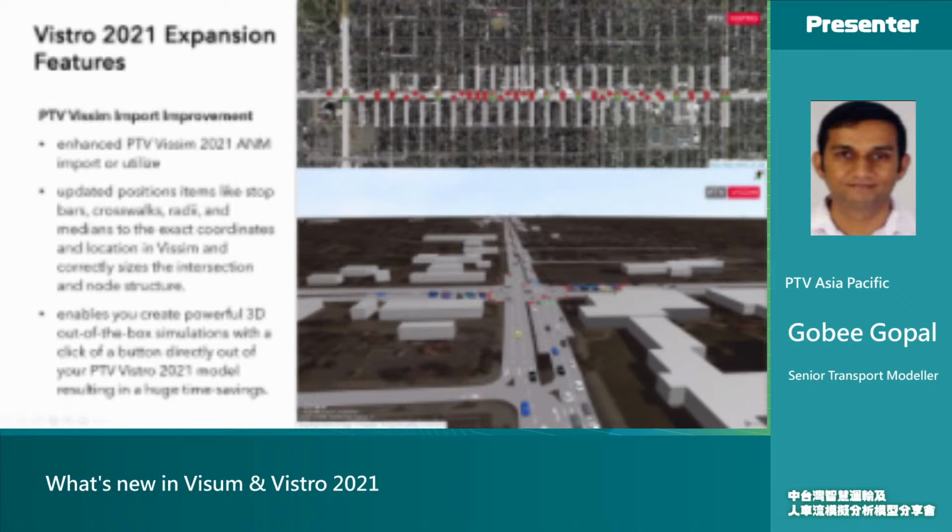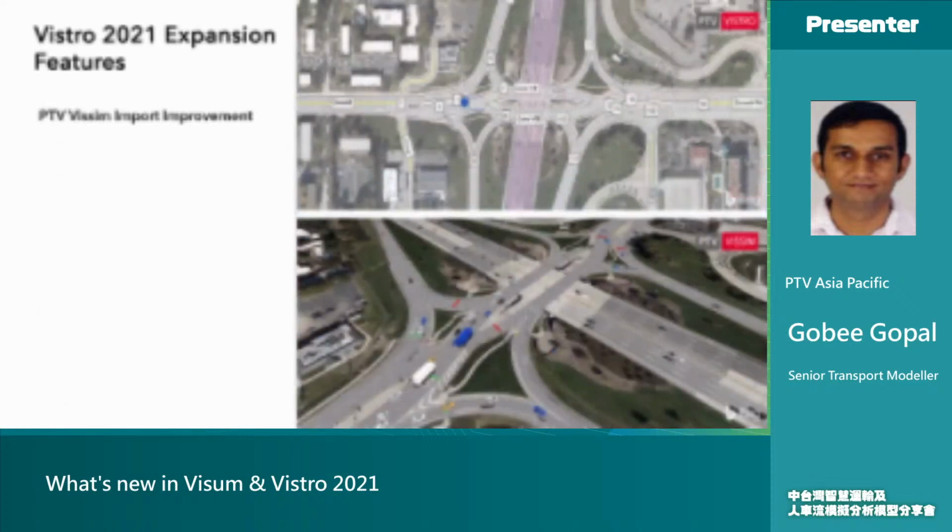Enhanced PTV Visum 2021 ANM import utilizes updated position items like stop bars, crosswalks, radii, and medians to exact coordinates and locations in Visum and correctly sizes the intersection and node structure. It enables you to create a powerful 3D out-of-the-box simulation with a click of a button directly out of your PTV Vistro 2021 model, resulting in huge time savings. So you can see the connection. You have a Vistro network, click a button, everything transfers to Visum, then you can run the Visum simulation. The last one is Vissim import improvement.